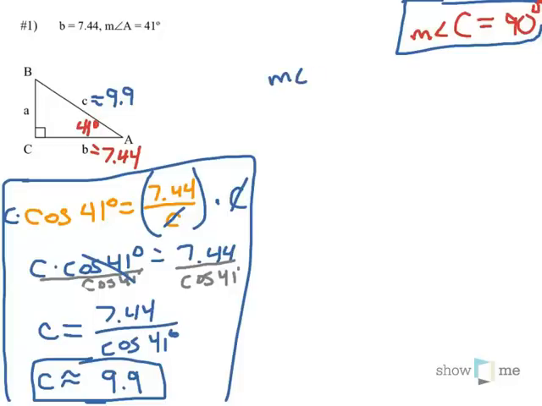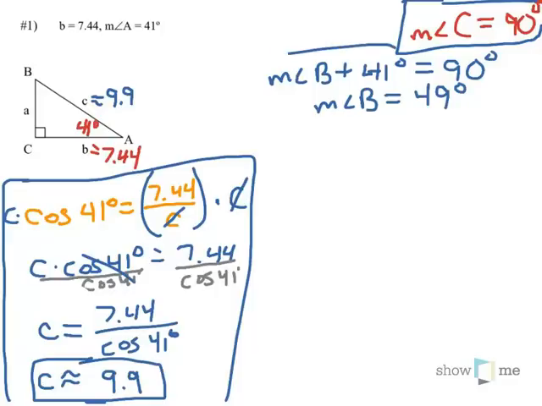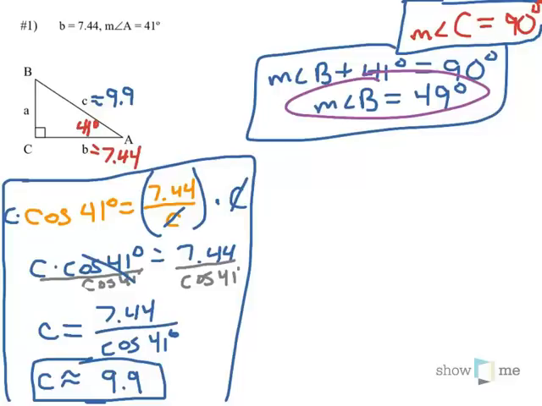Measure of angle B plus 41 degrees has to be 90 degrees. The two acute angles, which are angle B and angle A, in a right triangle have to add up to be 90. If I subtract 41 from both sides, we get the measure of angle B. It's 49 degrees. Now that number is not rounded. If we wanted to use 49 degrees to figure out what A was, then we could.